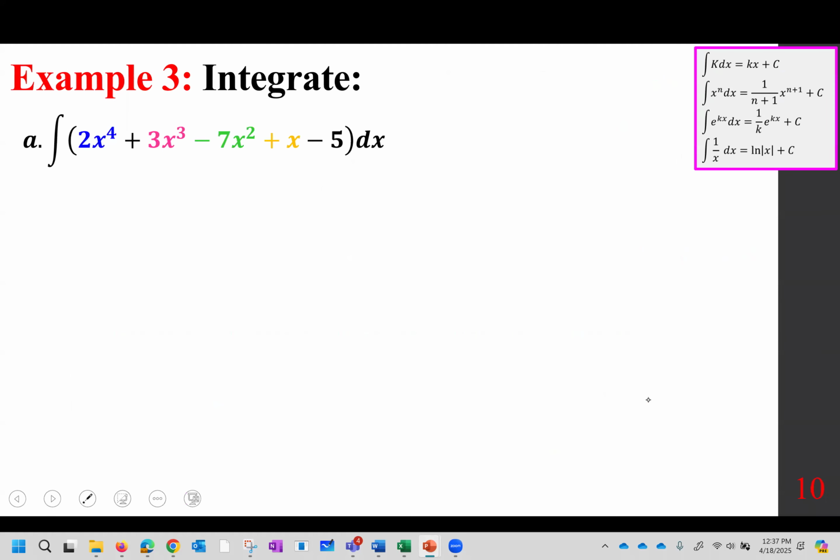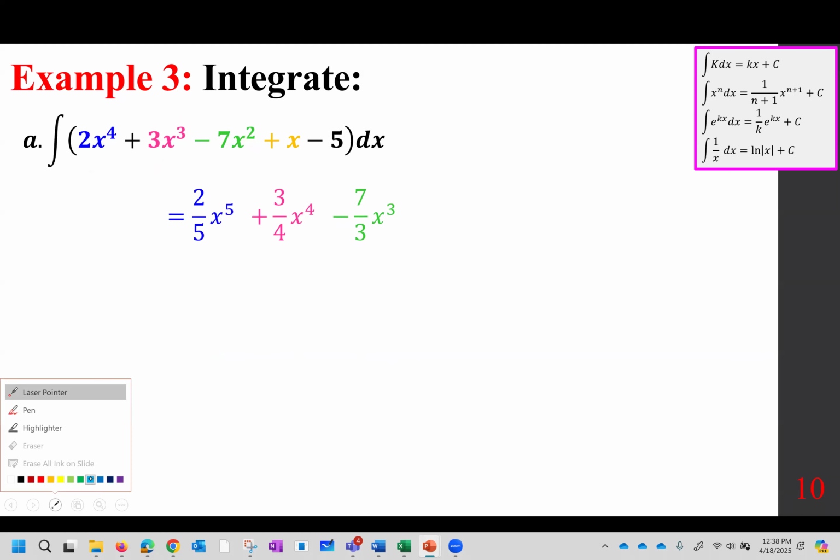All right. Now, you just do this term by term. You ignore everything. You just look at the very first term and you add 1. You get 5. So you get 2 over 5, x to the power of 5. You add 1. You get 4. 3 over 4, x to the power of 4. You add 1. You get 3. Minus 7/3 x cubed.